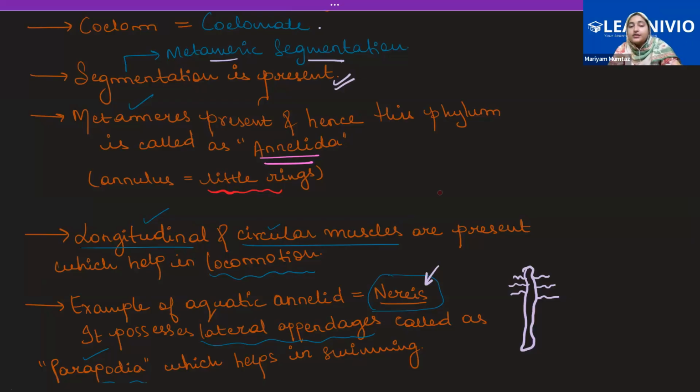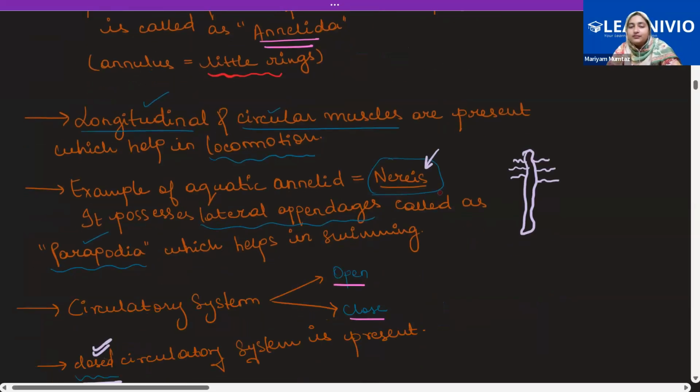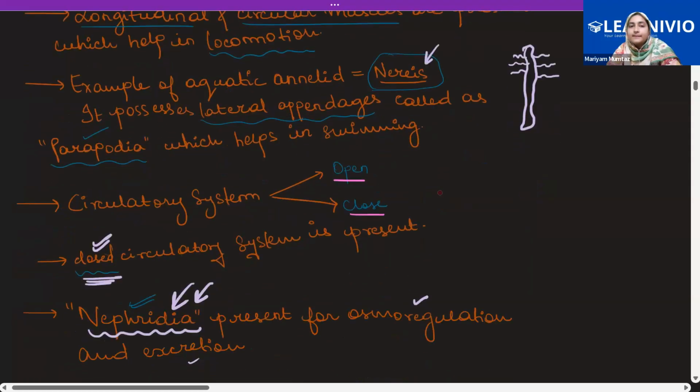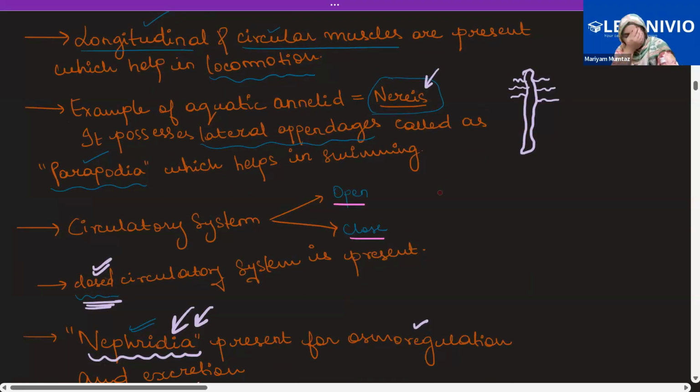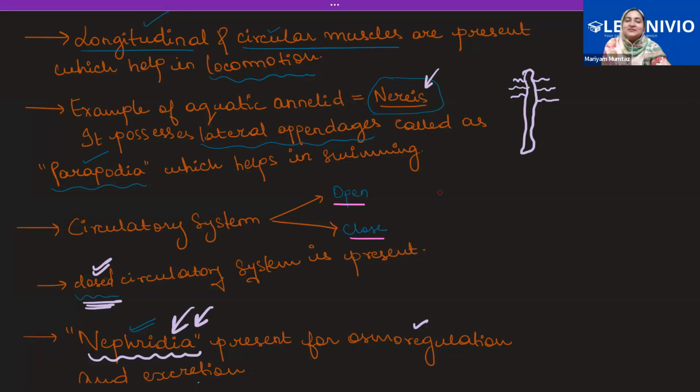Now, for the process of locomotion, what is the meaning of locomotion? Moving from one place to another, traveling from point A to B. To change the place, right? To move from one place to another is called locomotion. For the purpose of locomotion, they have specialized muscles. Longitudinal and circular muscles are there in their bodies that help them to locomote.